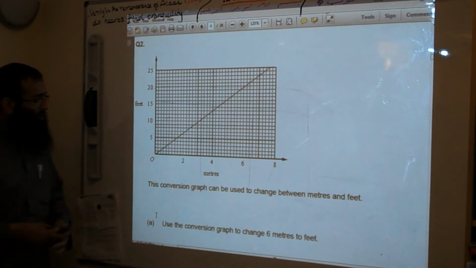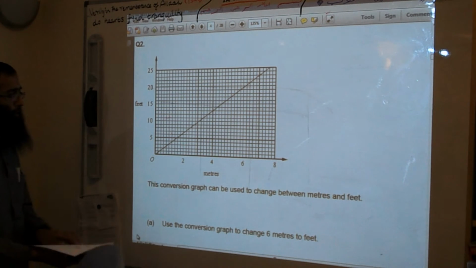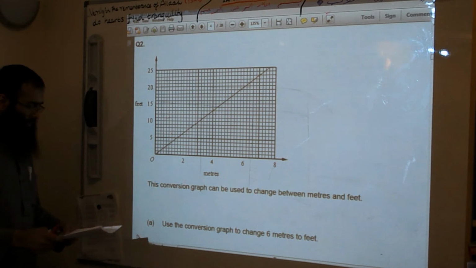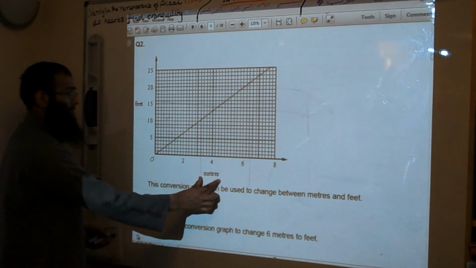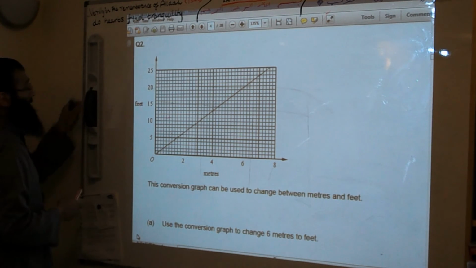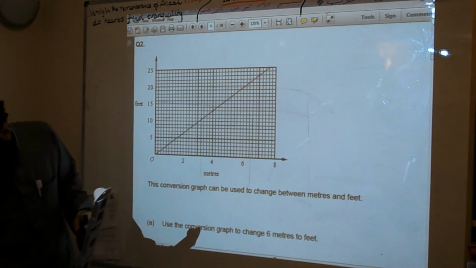Question number 2 says this conversion graph can be used to change between meters and feet. Use the conversion graph to change 6 meters to feet. So 6 meters, meters along the bottom. Get our ruler.